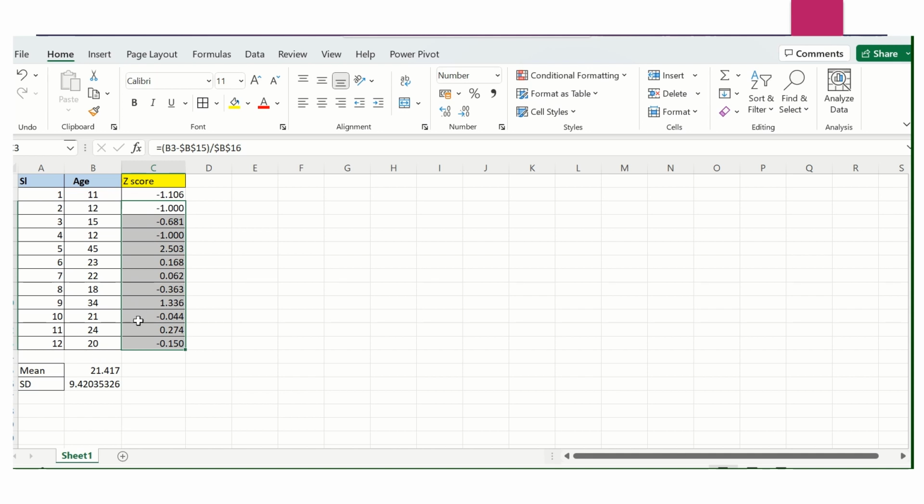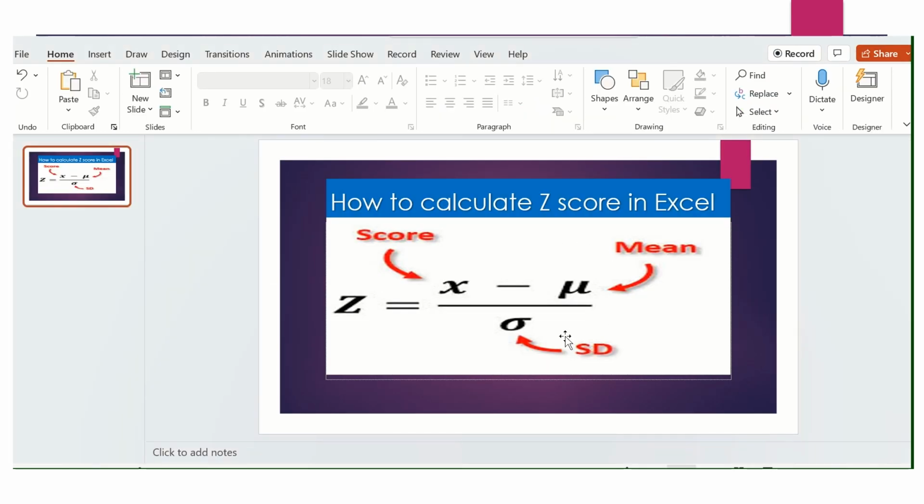So it is very simple. So taking an example, as per your requirement, you can calculate the Z score.